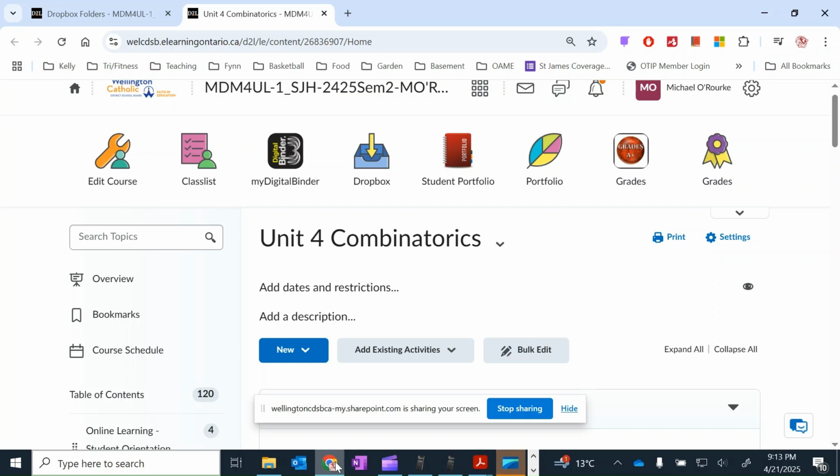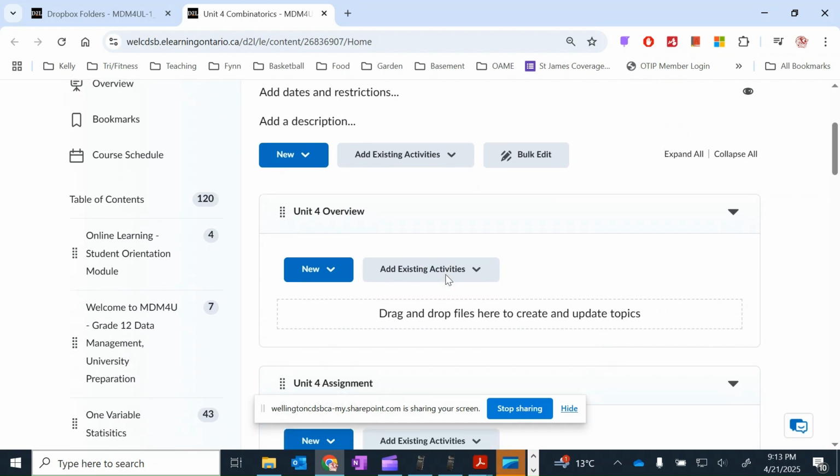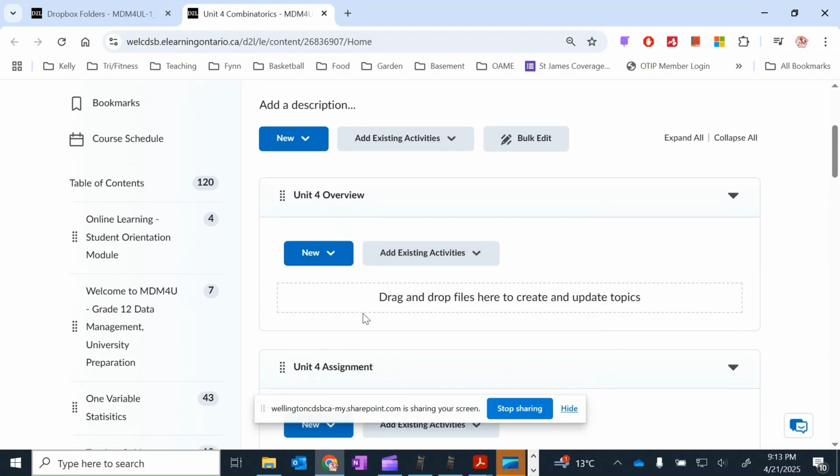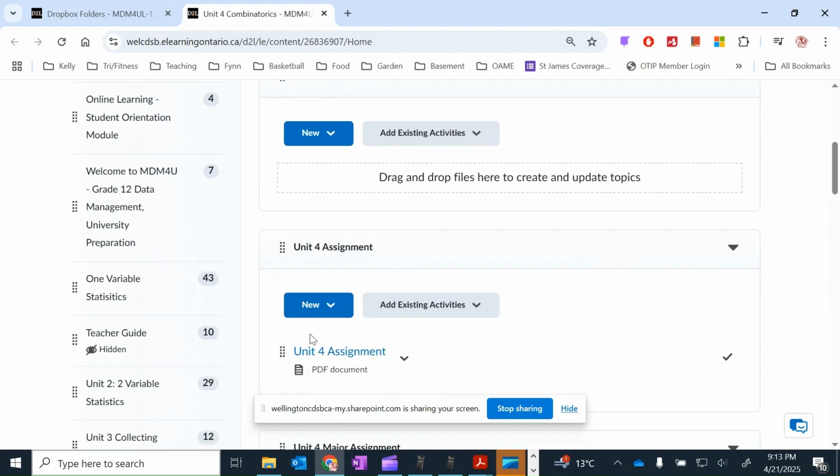Okay, I'm going to go over expectations for Unit 4. So we're doing combinatorics, which is just a fancy way of saying different ways of counting. Okay, so number one is, this is going to go right there. You have a unit assignment here.